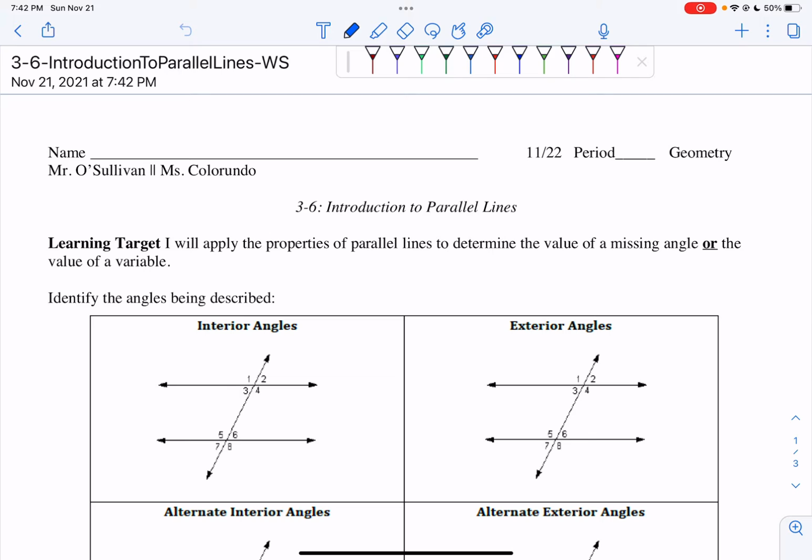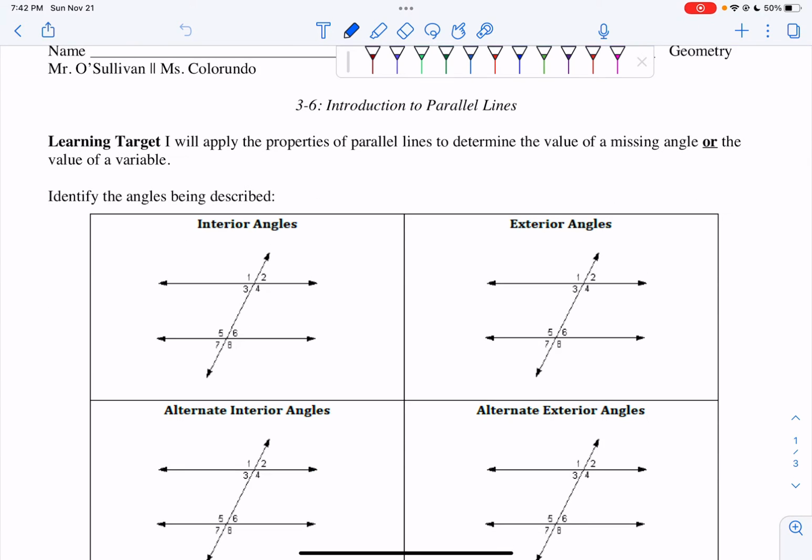Today we're going to be looking at Lesson 3-6, Introduction of Parallel Lines. Our learning target for today is, I will apply the properties of parallel lines to determine the value of a missing angle or the value of a variable. So what we're going to do first is identify the angles being described by their relationship.